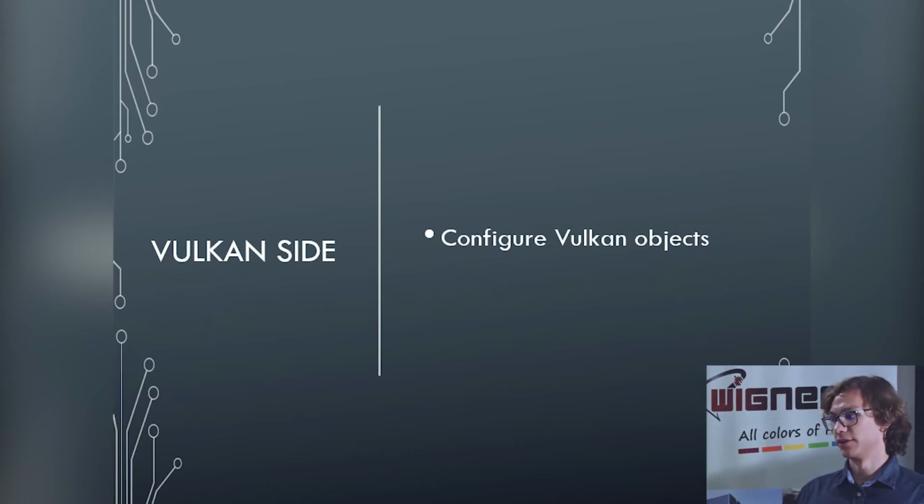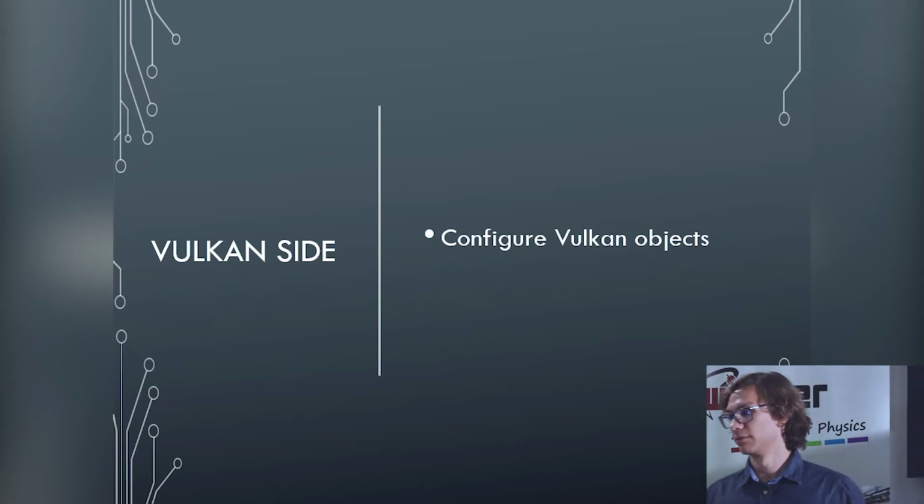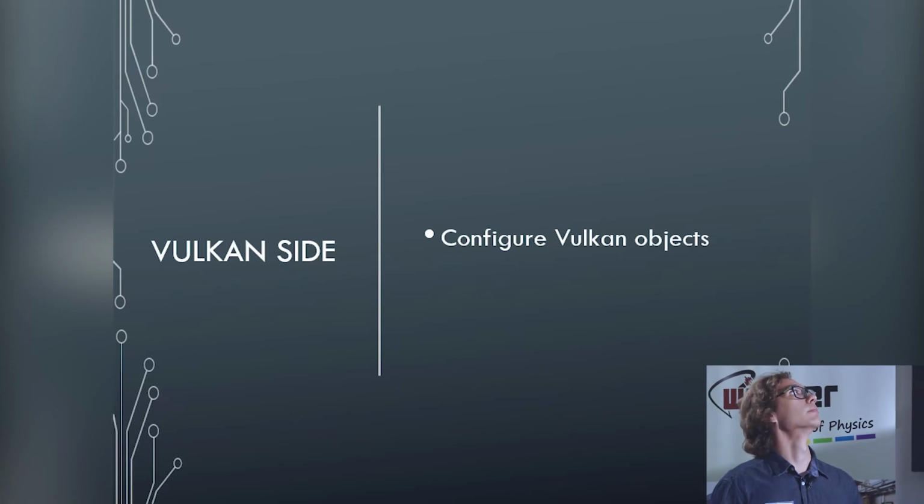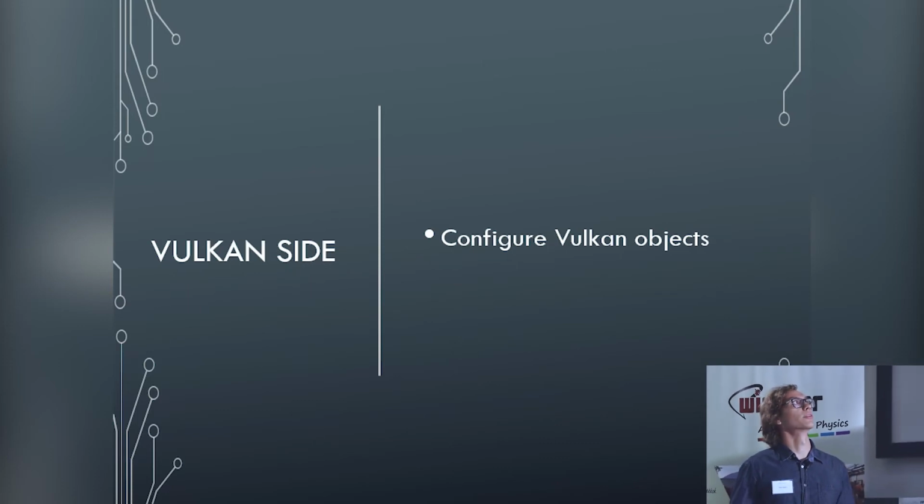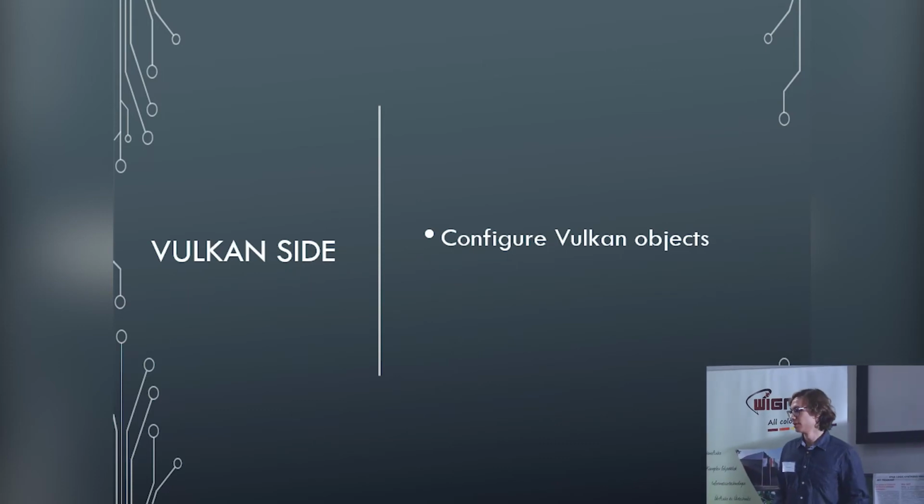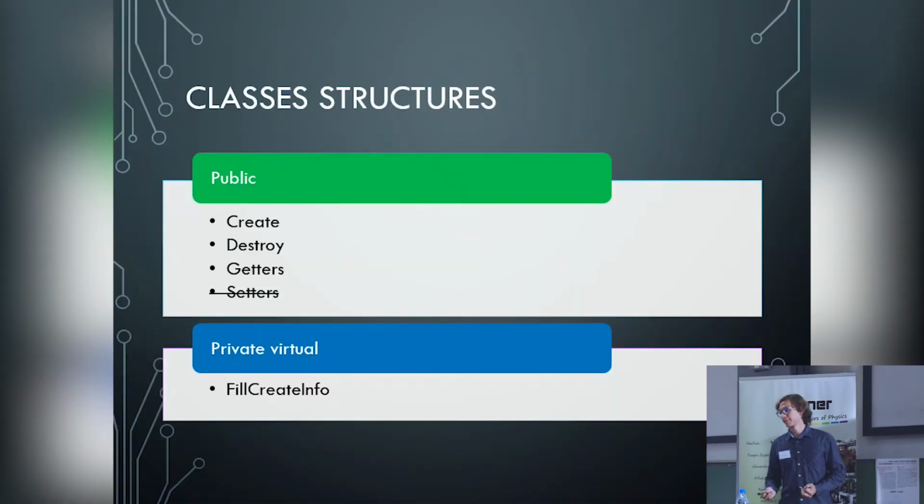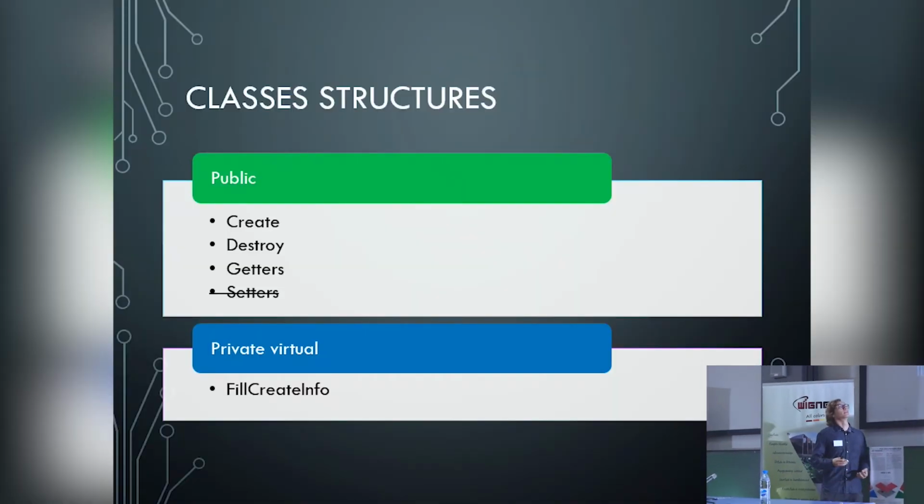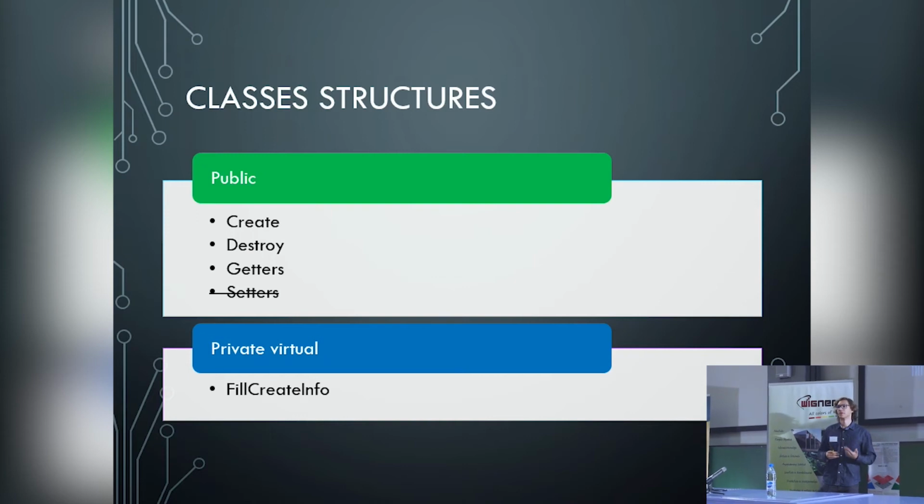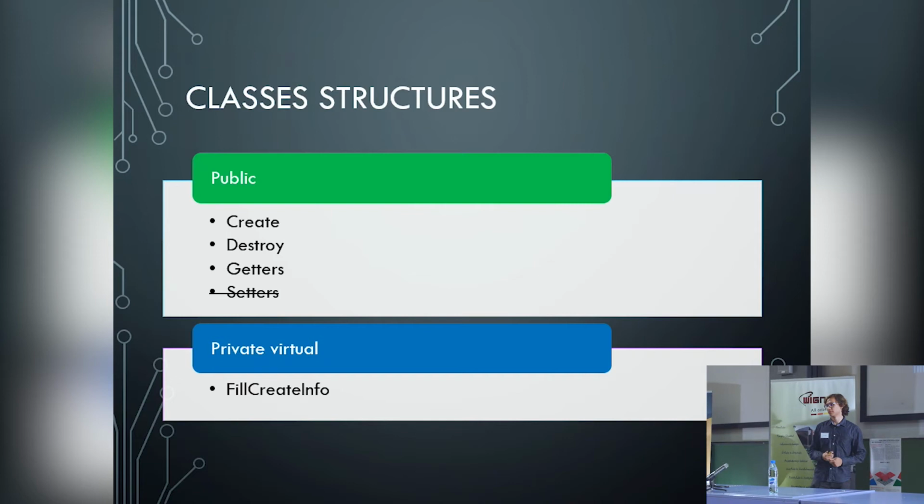Okay, on the other side, this is how you would configure Vulkan's objects through my library. There is a structure from which every class is built up. There are public methods, create and destroy. Those are called by the renderer. You don't have to care about them if you want to configure.